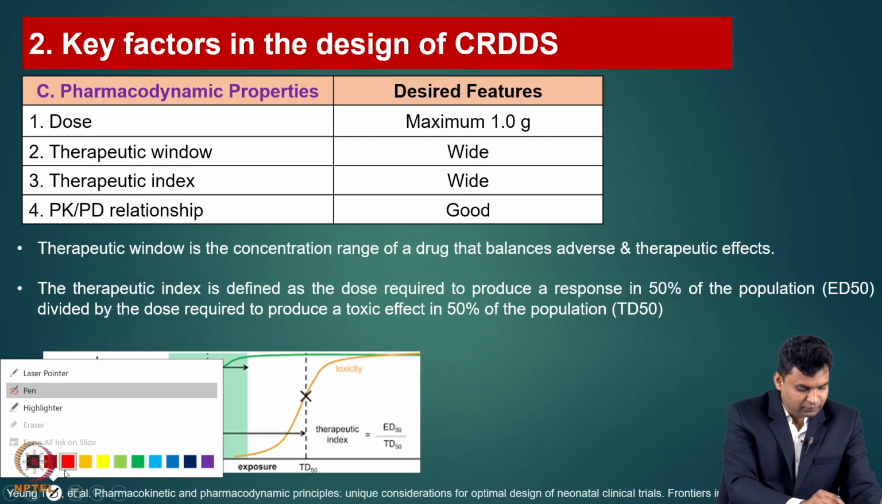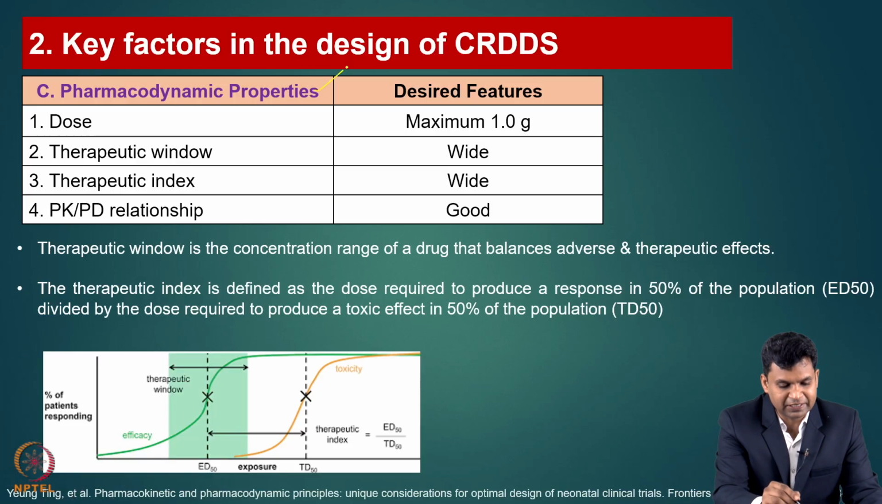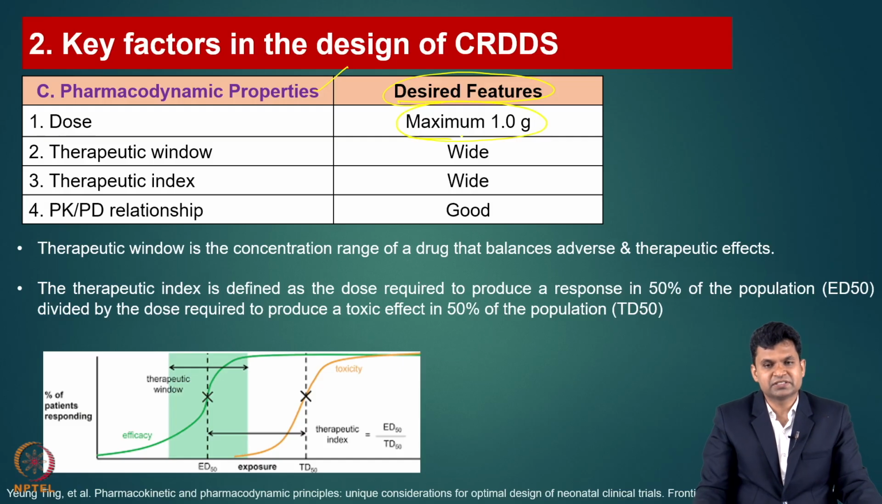So, here we are going to discuss the pharmacodynamic parameters. So, these are the desired features. So, yes, in a control release form, your maximum dose is 1 gram. So, we should not go more than 1 gram, otherwise it is very difficult to design and we will face a lot of problems during the formulation and packaging also. So, your dose should be 1 gram.